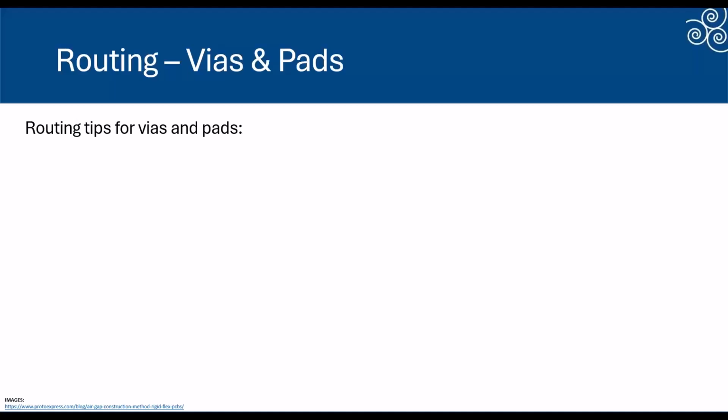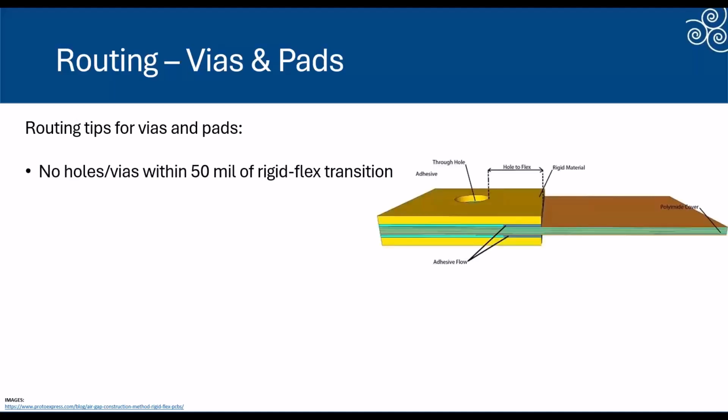Next is a few routing tips for dealing with vias and pads specifically. So when you're looking at a rigid flex transition, there is a little bit of extra care that needs to happen because the materials transition between flex and rigid under that area as well. So you want to make sure that there are no holes, vias, or components within about 50 mils of that rigid flex transition. That number might be a little different fab house to fab house, so it's a good idea to double check once you've identified your fab house.